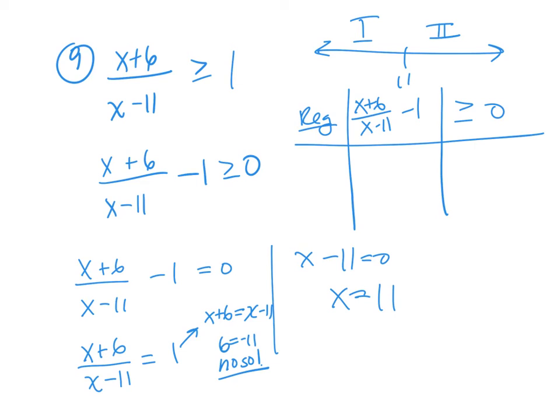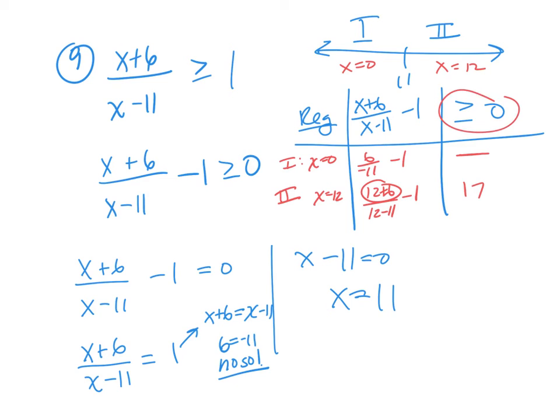Okay, so we're going to pick a number in this region here. Let's pick 0, and let's pick 12. So I'm going to have 6 over negative 11 minus 1. That's going to be a negative number. And in region 2, I'm going to have 12 plus 6, so over 12 minus 11 minus 1. So it's going to be 18 over 1 minus 1, which is going to be 17. You want greater than 0, so that's region 2.